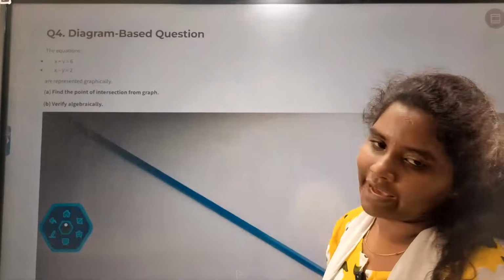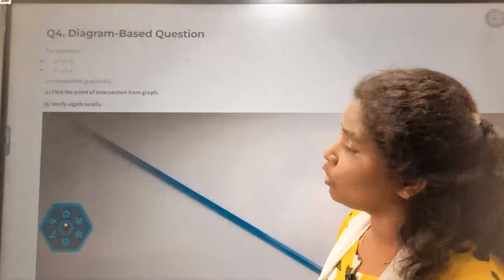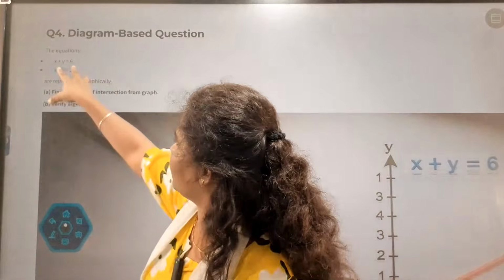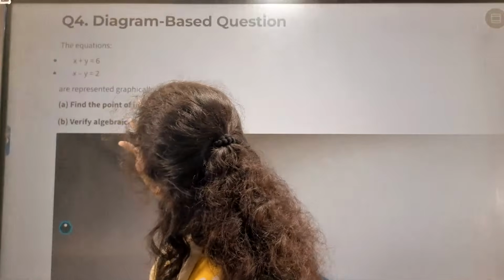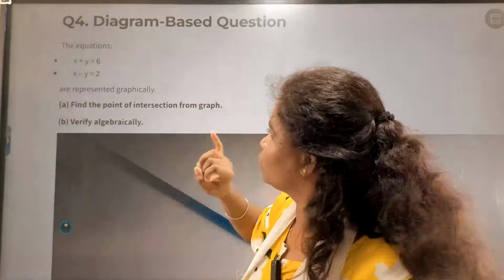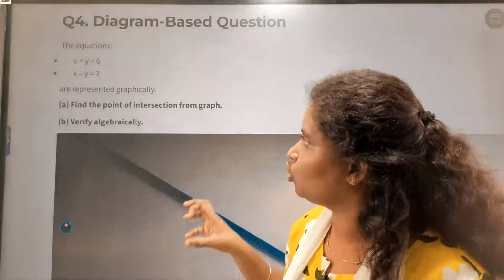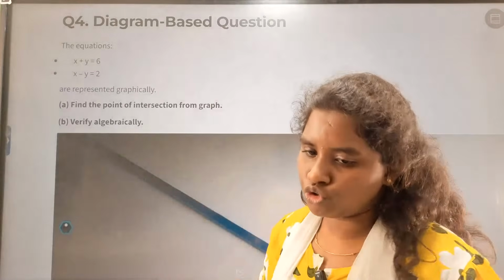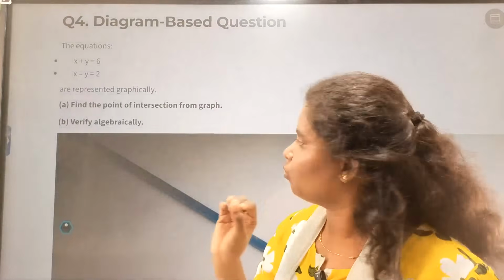Here we have a diagram based question. It's under pairs of linear equations in two variables. They have given two equations, x plus y is equal to 6 and x minus y is equal to 2. Using the graphical method, we have to find the x and y values.